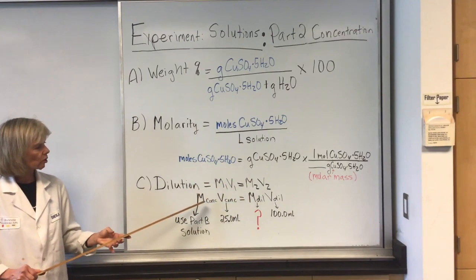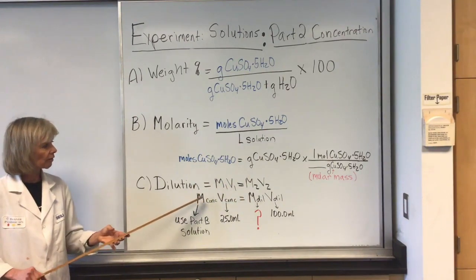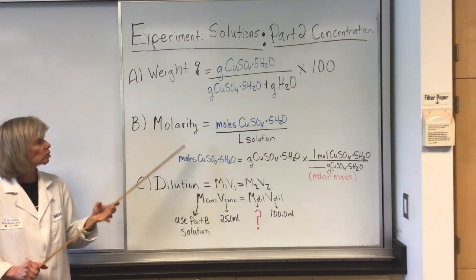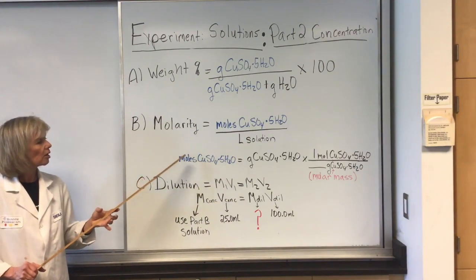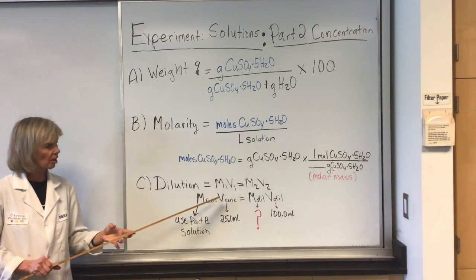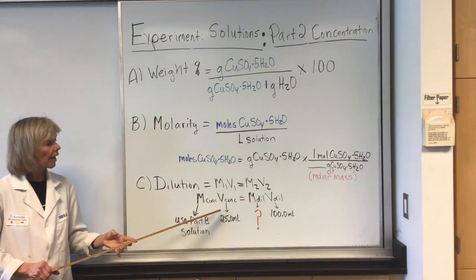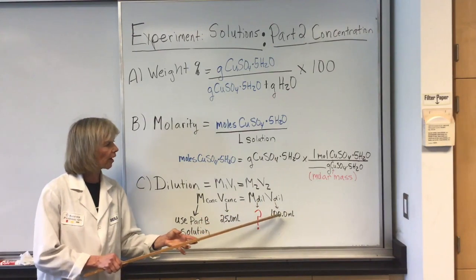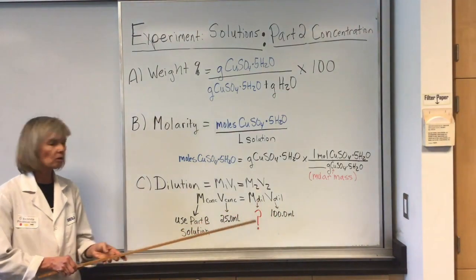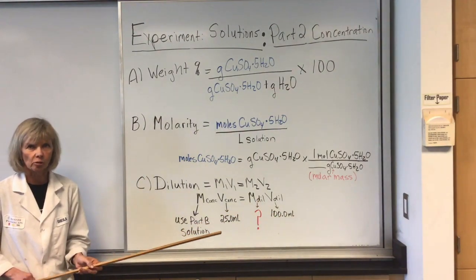M1 is the concentration, the molarity of our concentrated solution, which we calculated in part B. So you're going to use this same solution. You're going to take 25 milliliters of your concentrated solution, and then you're going to dilute that with water to a total volume of 100 milliliters. And that way you can calculate the molarity of your dilute solution.